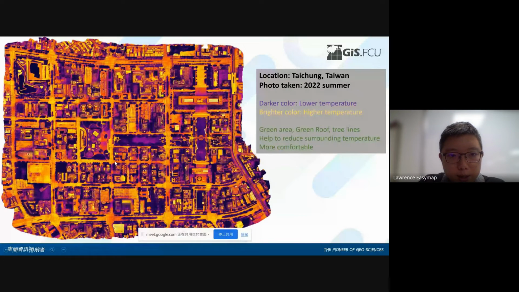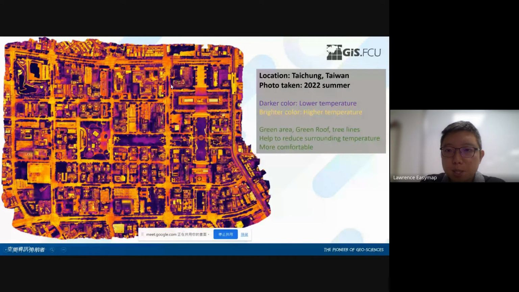Because, okay, this one is the Taichung Theater. You can see even though it is a building, why is the temperature itself not too high? Because there is some green vegetation. There are bright trees, some grass on top of the roof. That's why it can reduce the temperature of such area. So it is a very good application of vegetation in urban planning.